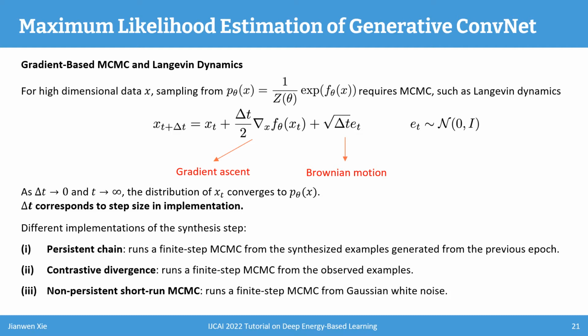There are different implementations of the Langevin sampling. For the persistent chain, we run a finite-step MCMC from the synthesized examples generated in the previous epoch. Contrastive divergence runs a finite-step MCMC from the observed examples. If we run a finite-step MCMC from Gaussian white noise, this will lead to a non-persistent short-run MCMC.